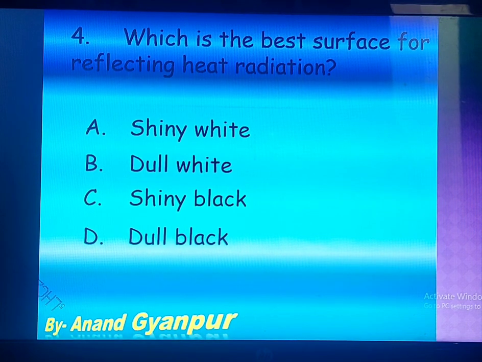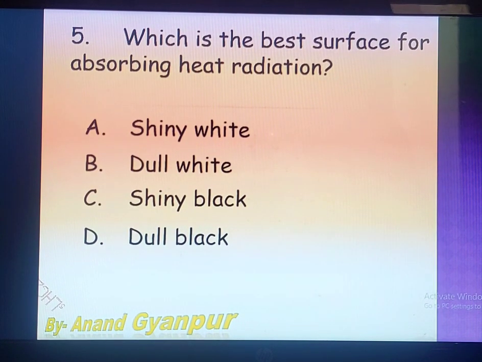Now the fourth question: which is the best surface for reflecting heat radiation? The best reflecting surface is shiny white. Shiny white will reflect all the heat energy which comes on that object. Now the fifth question: which is the best surface for absorbing heat radiation? The best absorbing surface is dull black. Dull black will absorb all the heat. So in winter most people use dark clothes, so the heat energy is absorbed by their body and the body becomes warm.